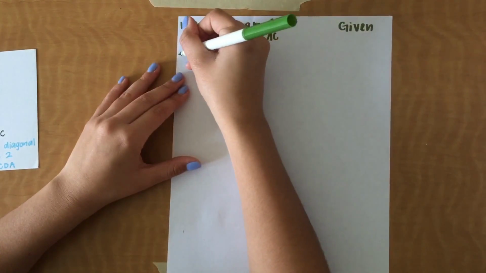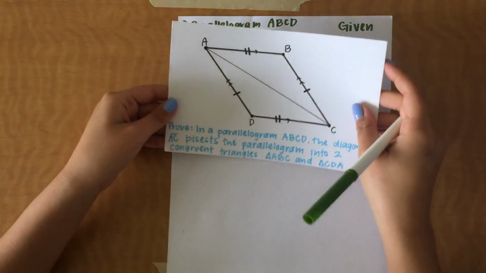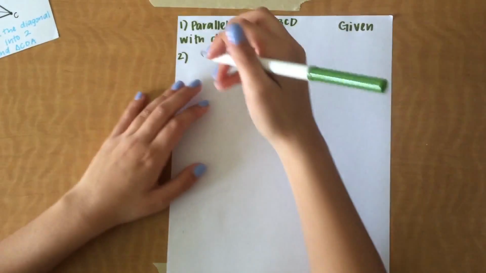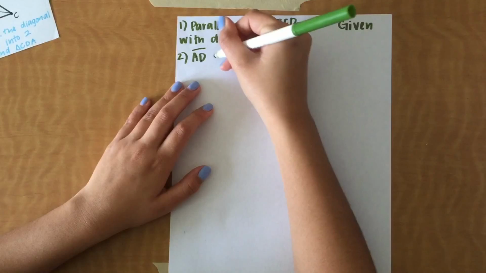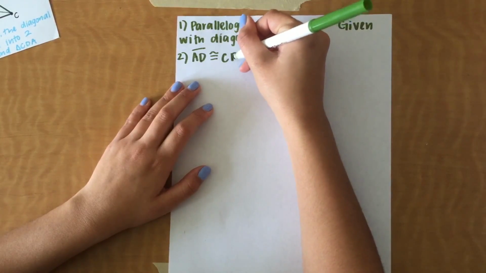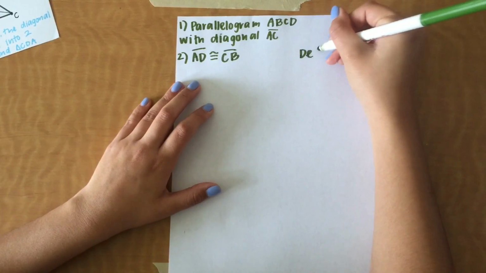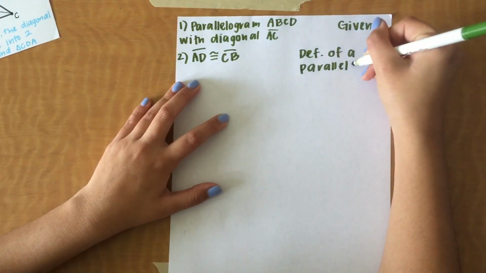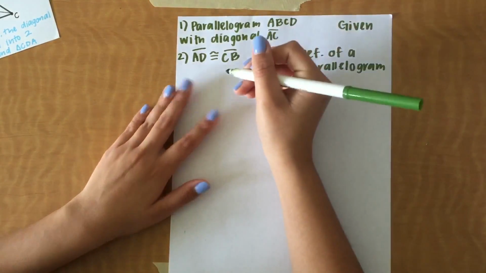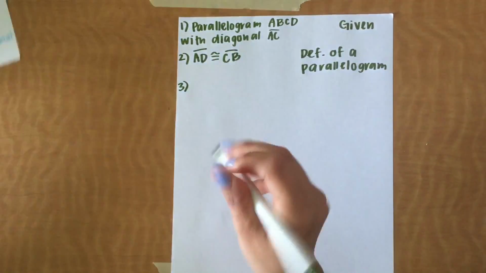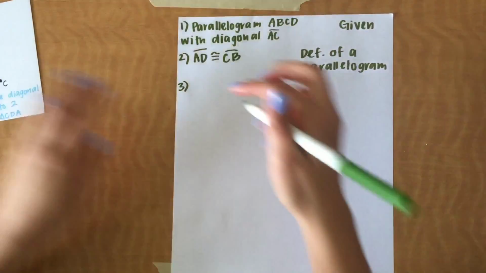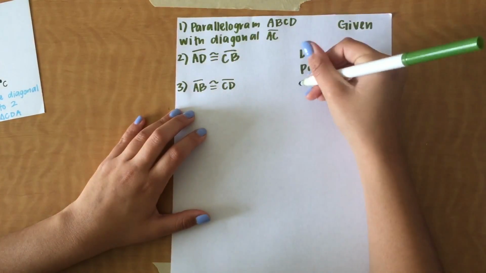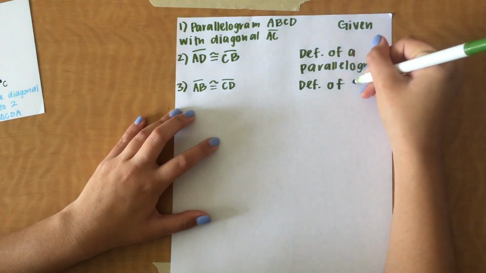So next, we know that AD is congruent to CB, but this is by the definition of a parallelogram. And then we also know that AB is congruent to CD. And this is also by the definition of a parallelogram.